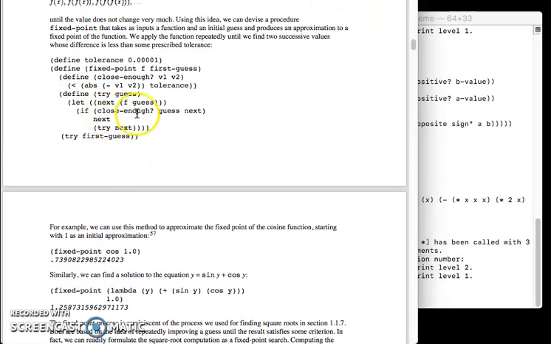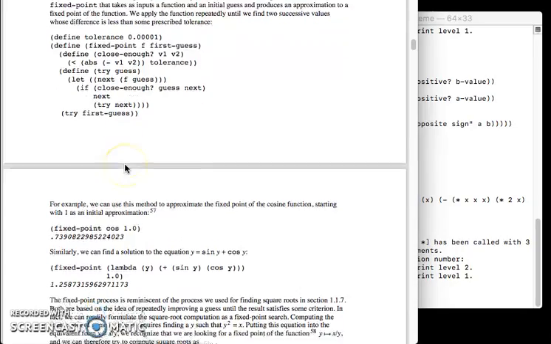Oh wait, no, if close enough applied to guess and next are both true, then try next. I'm not sure what that is actually.